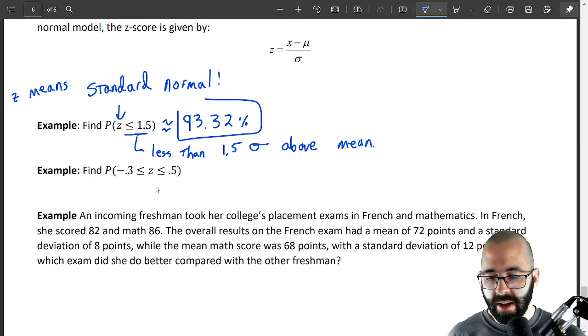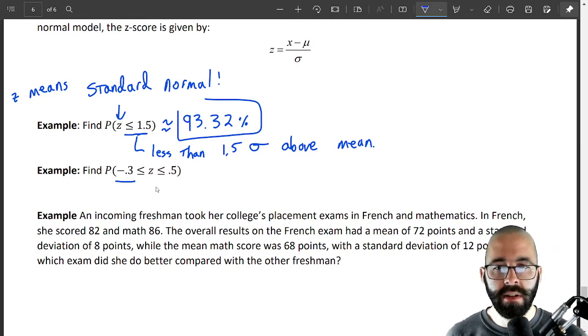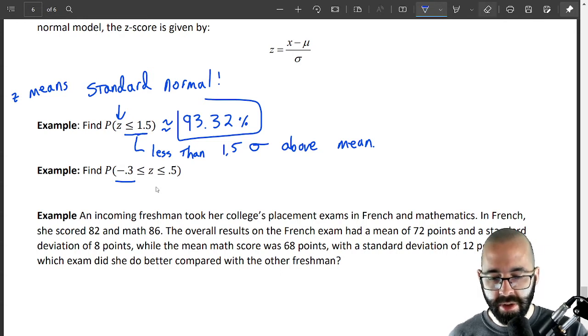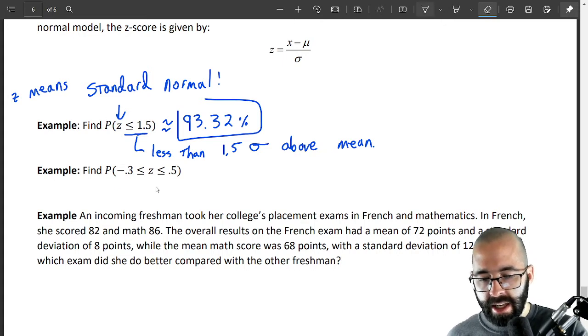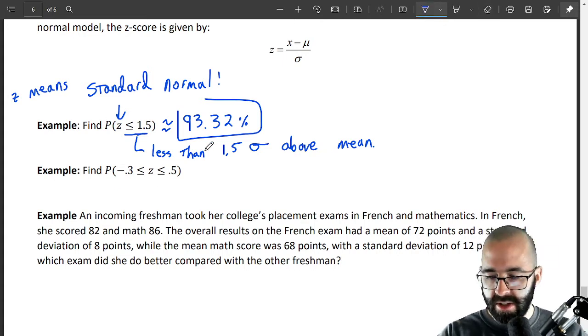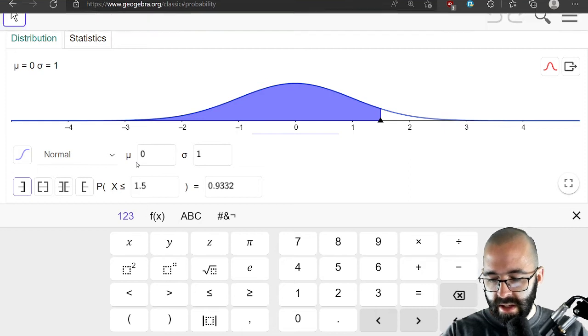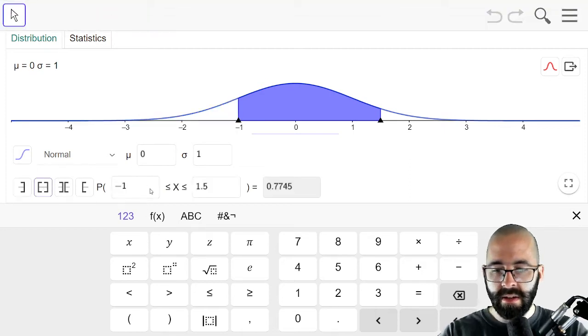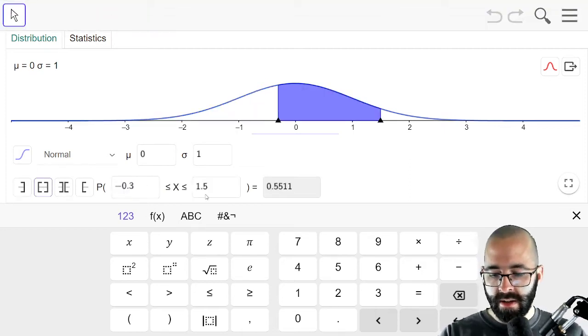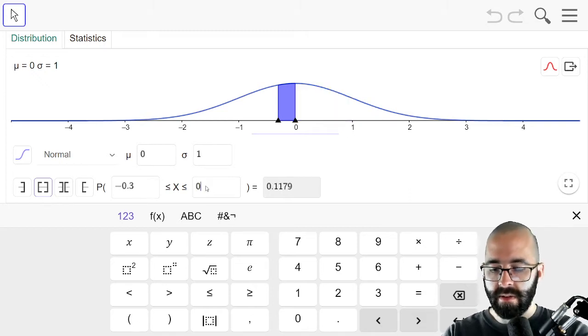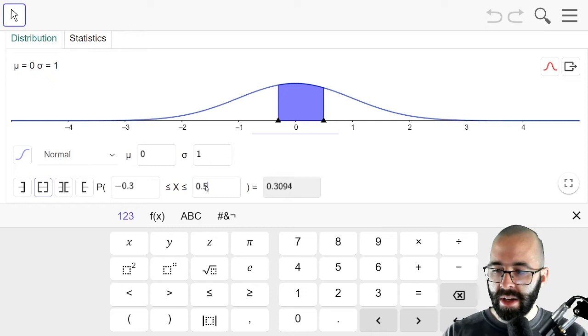So what's the probability that we're above, this is the next example, above 0.3 standard deviations below the mean, but below half a standard deviation above the mean? Well, again, you just use the interval notation in GeoGebra and say between negative 0.3 and positive 0.5, about 30.94%.